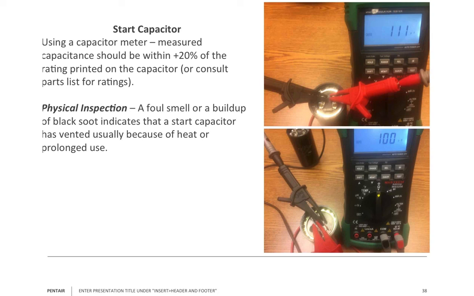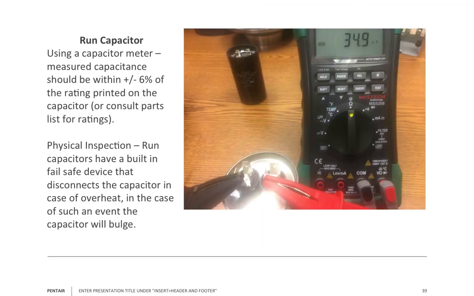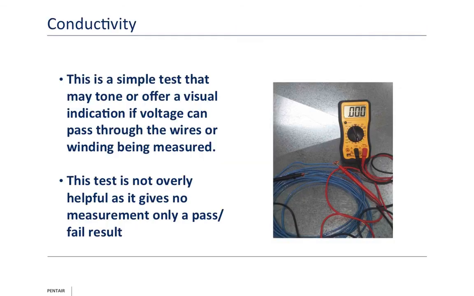Anytime you handle any capacitor, be it start or run, always discharge it properly with an insulated screwdriver. Run capacitors, remember, can be plus or minus. Here we say 6%, so that one is reading 34.9. That one should read 35 or better, but it can be minus 6%, so that run capacitor is perfectly fine.